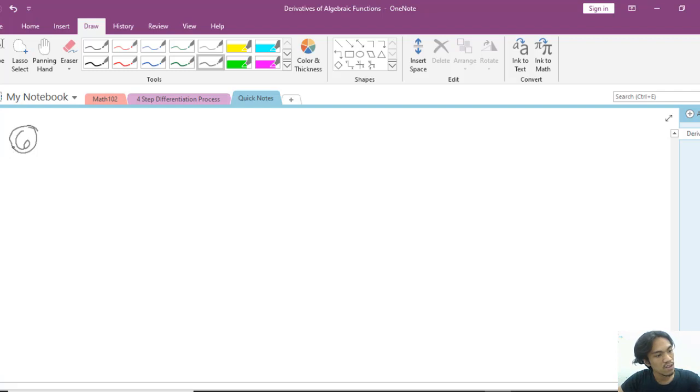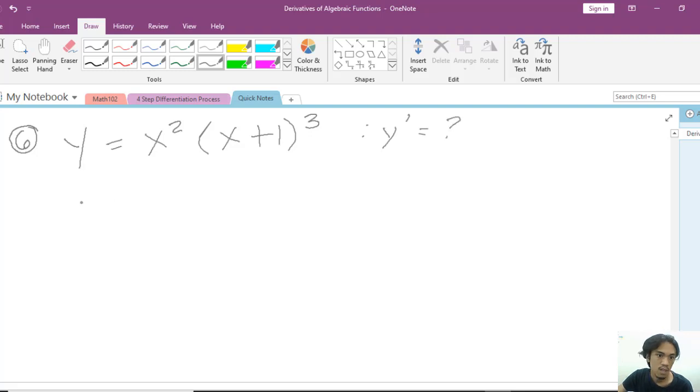So let me just make my problem. Say we have y is equal to x squared multiplied by (x plus 1) raised to 3. We are looking for y prime. So this would be y prime, the derivative of y with respect to x.